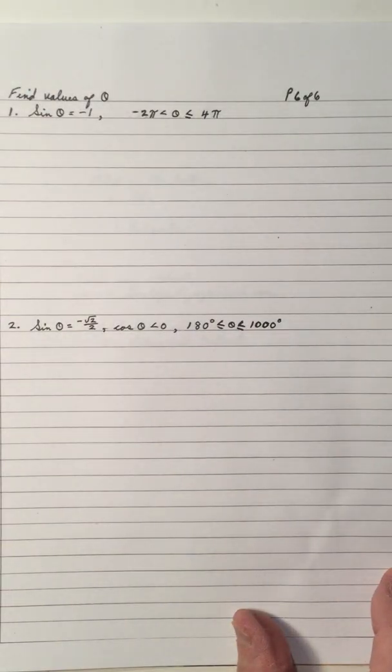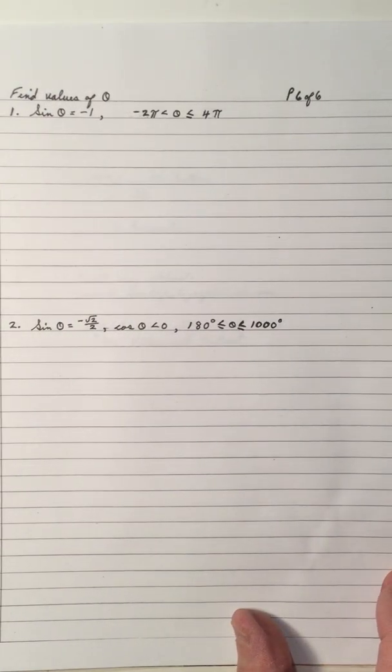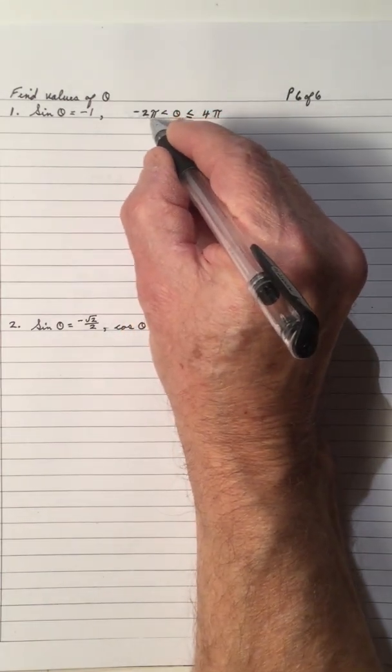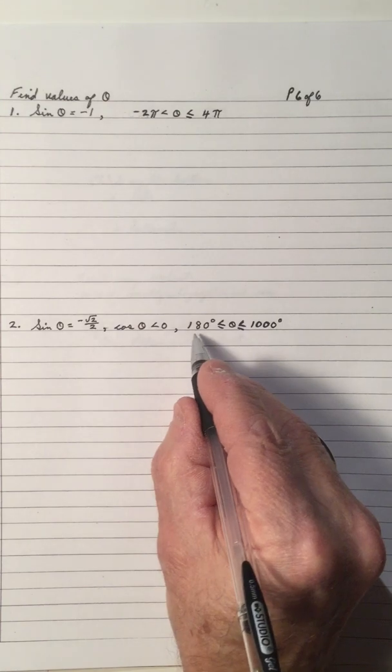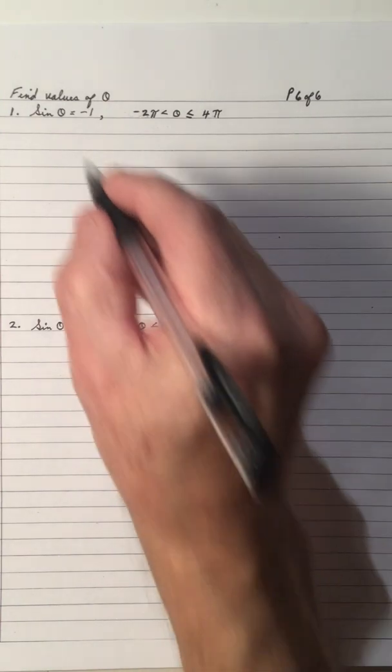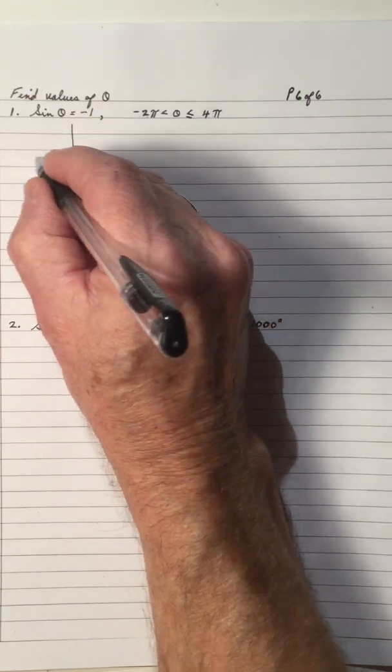And 2 more. Find the values of theta. And notice that we're dealing with radians. And look at this one. We're dealing with degrees. So now we're restricting it. So let's have a look.